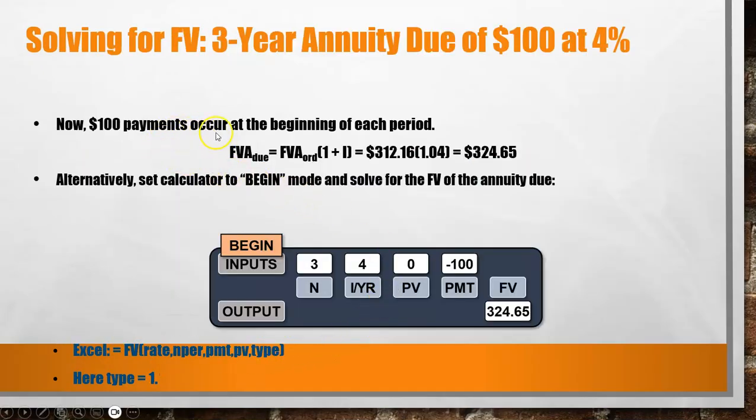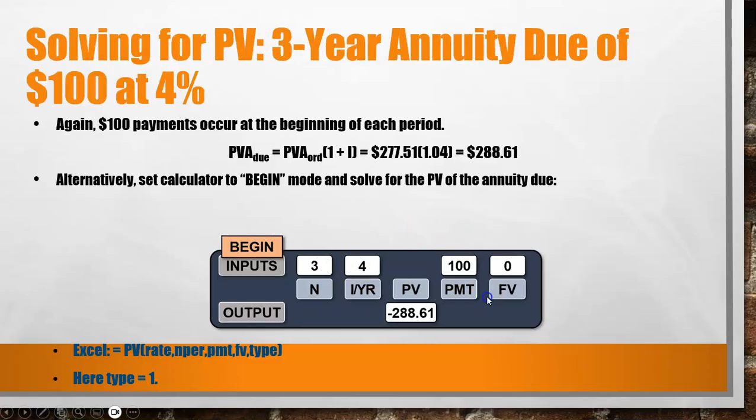Now, $100 payments occur at the beginning of each period. Look, the amount goes up to 324 because the money's getting invested at the beginning of the period, so it has that whole period to earn interest. And so the interest is earning interest faster. And as you can see, the present value goes up because you would be taking the money out sooner. Excel formula right here.